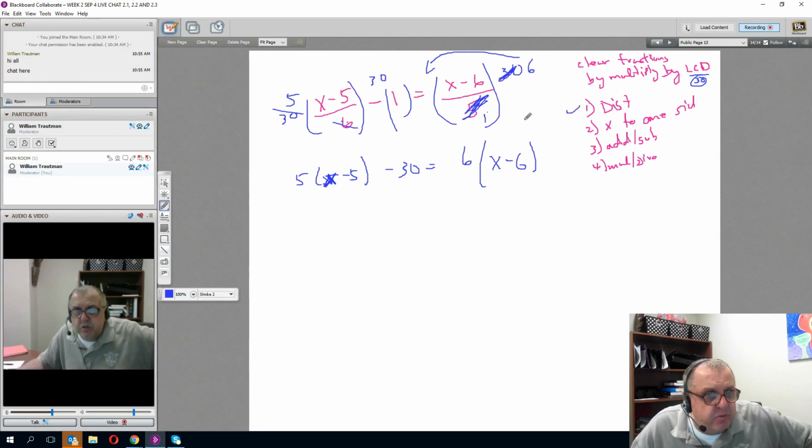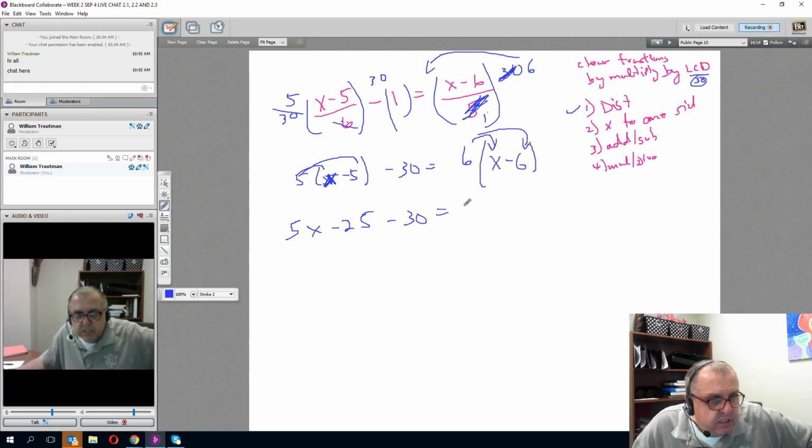Now we're going to distribute. We cleared the fractions. Now we distribute. I get 5x minus 25 minus 30. And on this side, I'm going to distribute 6x minus 36.